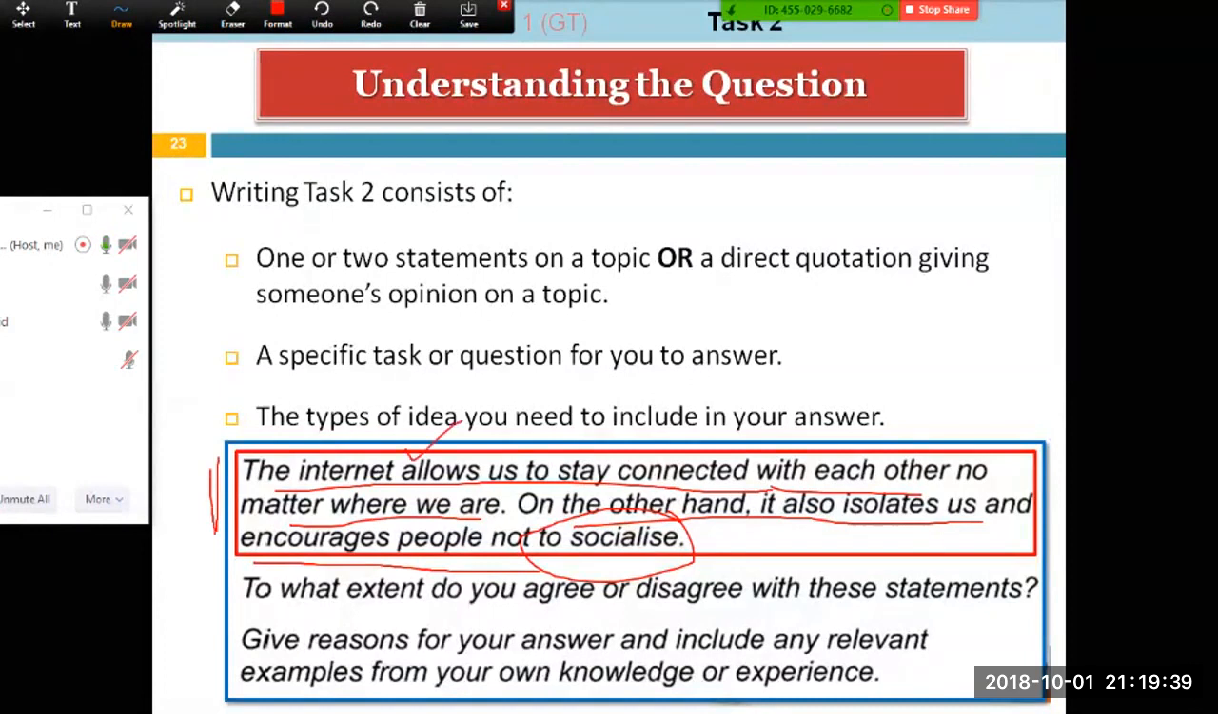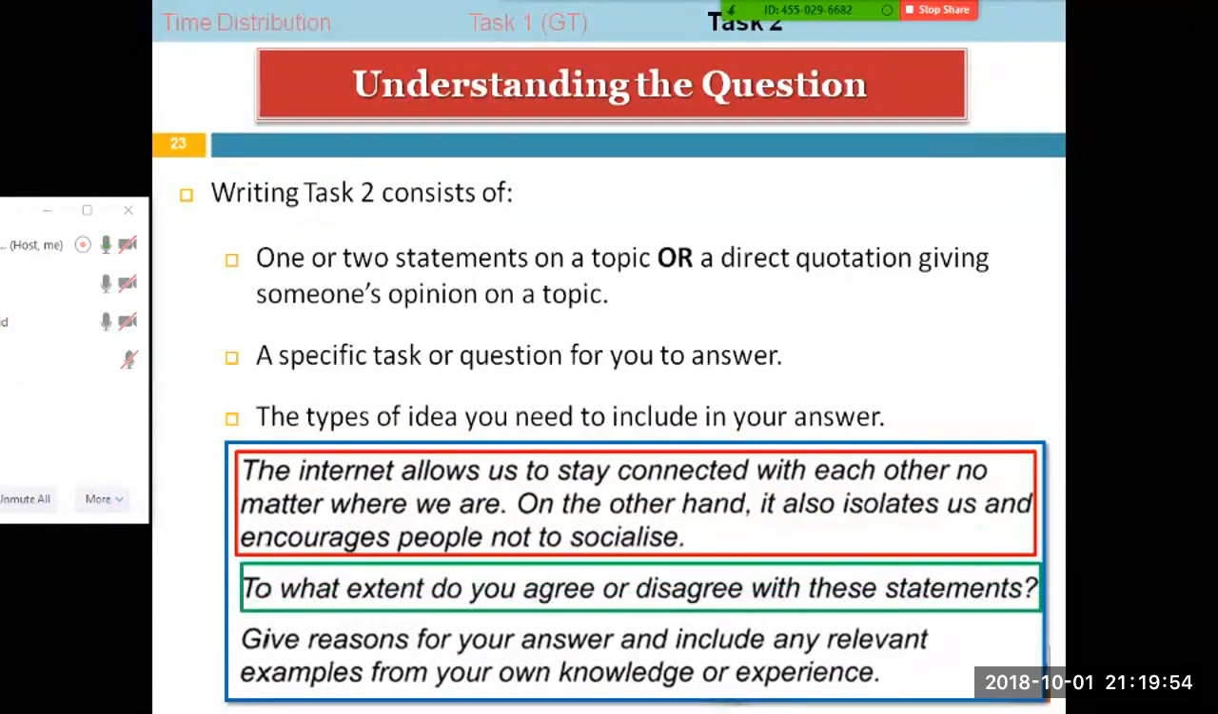Sometimes there's 1 statement, sometimes there are 2 statements. The first part only gives you those statements. But what you have to do with these statements is given in the second part of the task 2 question. Now here in green, if you see, to what extent do you agree or disagree with these statements? This part tells you what you have to do with these statements. Then the third part tells you what you have to include in your essay.